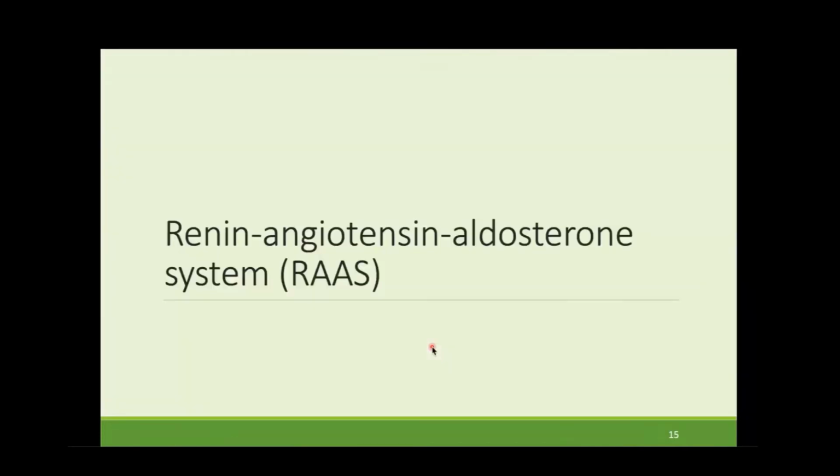Now we're going to look at another system. This is an extremely important system. It's much more complex than the catecholamine system, but it is one that we take advantage of in treating a lot of cardiovascular disease. There are tens of millions of Americans that are taking drugs that block the renin-angiotensin-aldosterone system because it's used in the treatment of hypertension and it's used in the treatment of heart failure. So this is a very important system to understand.